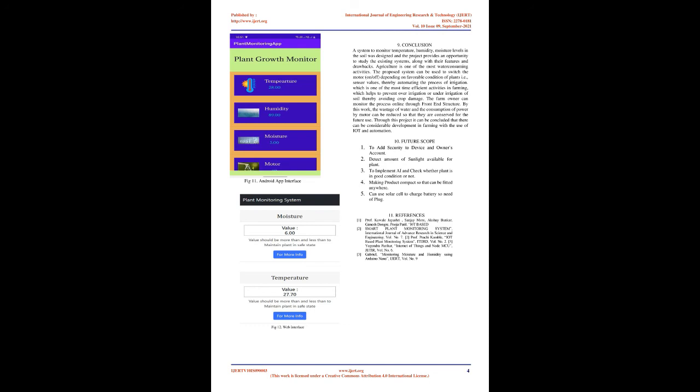Detect the amount of sunlight available for the plant. To implement AI and check whether the plant is in good condition or not. Making the product compact so that it can be fitted anywhere. Can use a solar cell to charge the battery, so there is no need for a plug.